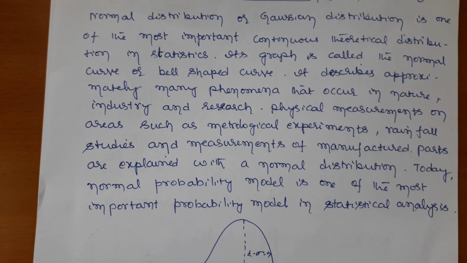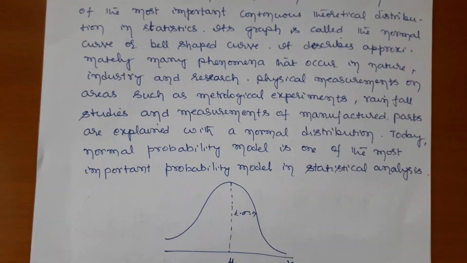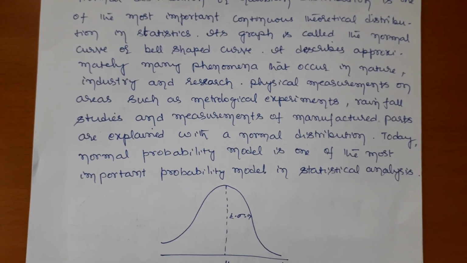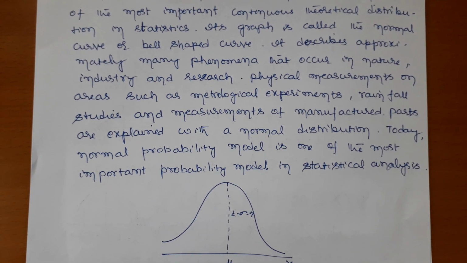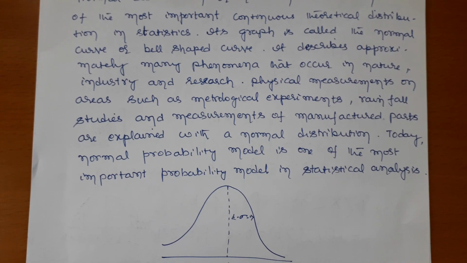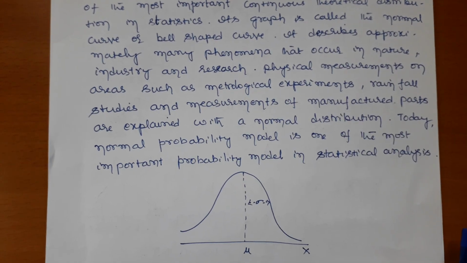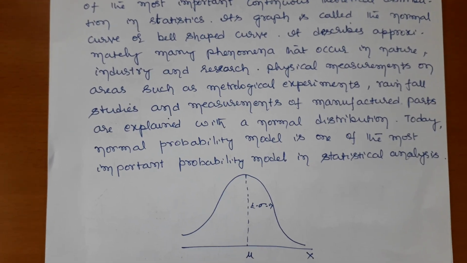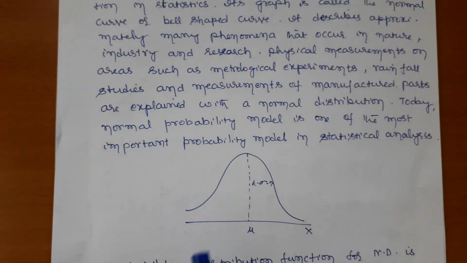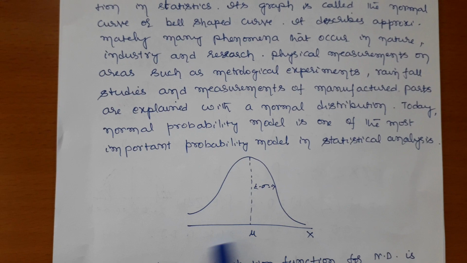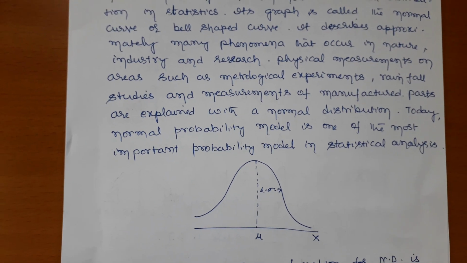Today, the normal probability model, or normal distribution probability model, is one of the most important probability models in statistical analysis. Whenever you want to take a decision, especially with a large data set, we consider the normal distribution to take the decision. Later I will explain why we consider the normal distribution, once you define the probability function. Just one minute before, I told you the curve looks like a bell shape, and it is symmetric.